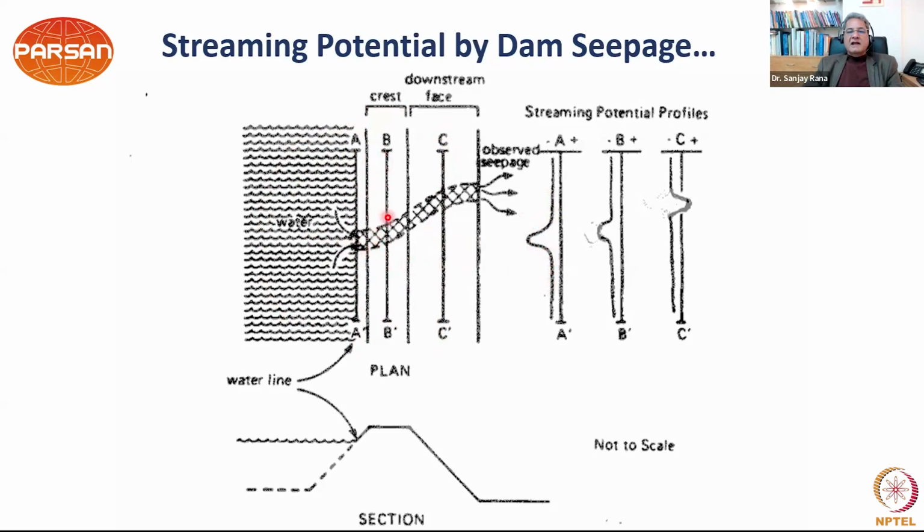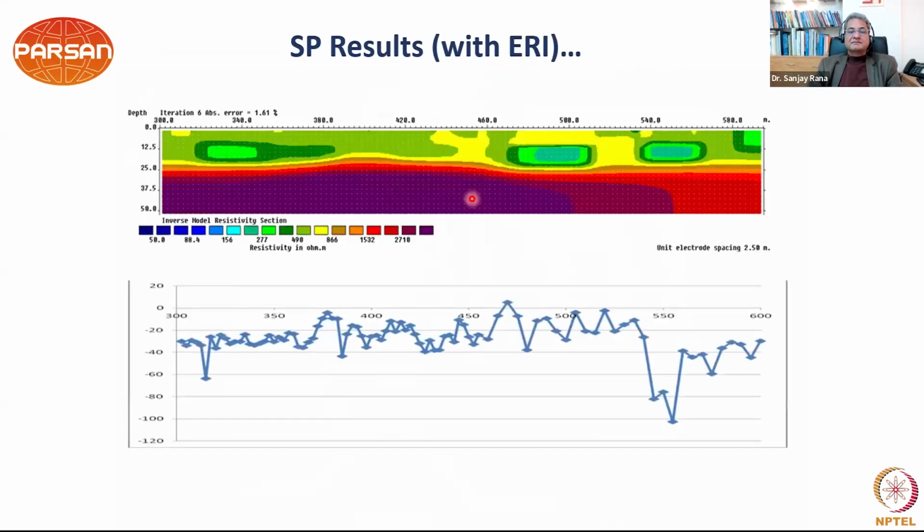And similarly, whatever lines we are doing after that, we'll have this SP development. And at the exit point, which can be pretty far off from the dam also, you'll have a positive SP development. So ultimately, you get a clear idea of your seepage path. So this is how SP is used very effectively to give you the seepage path through the dam.